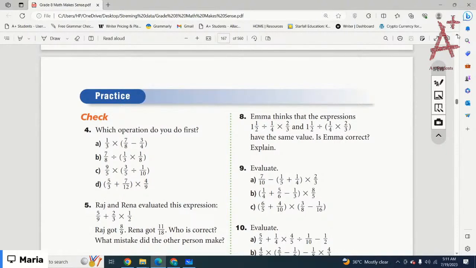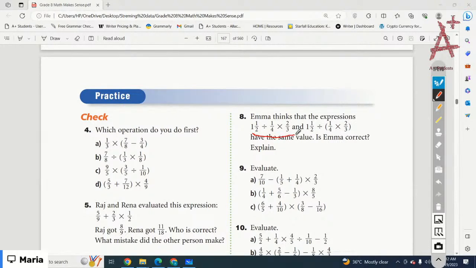Is Emma correct? Explain. So they are not the same. Got it? In the first one, you have to do division first and then you have to multiply. But in the second one, you have to multiply first and then you have to divide. Got it? So they are not the same. First one, division first and then multiply. But in the second one, multiplication first and then division. Got it? Okay, let's just look at question number 9.